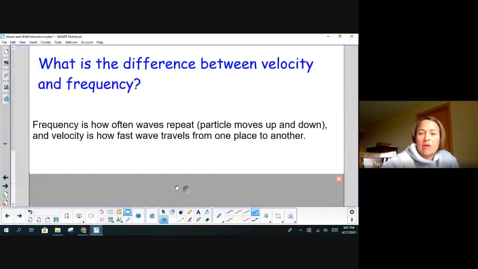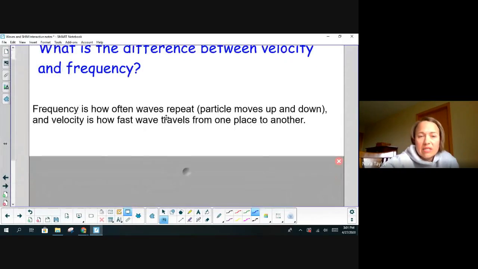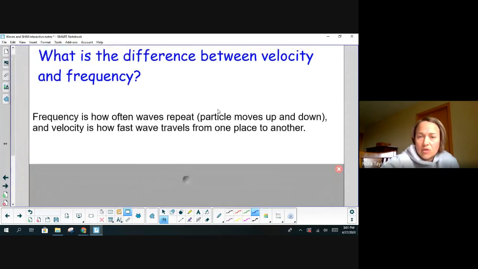All right, so let's go back to make sure that we're very clear. What's the difference between a frequency and a wavelength? The biggest difference is a frequency is how often a wave repeats itself. So how often those little white particles move up and down. And then the velocity is going to be how quickly that wave travels across the screen.